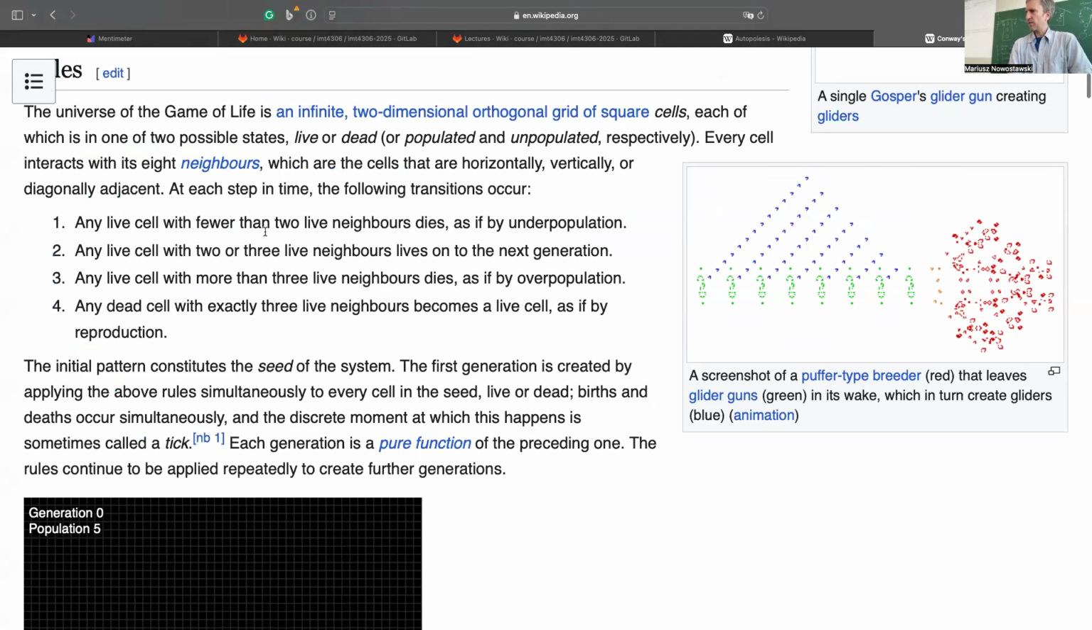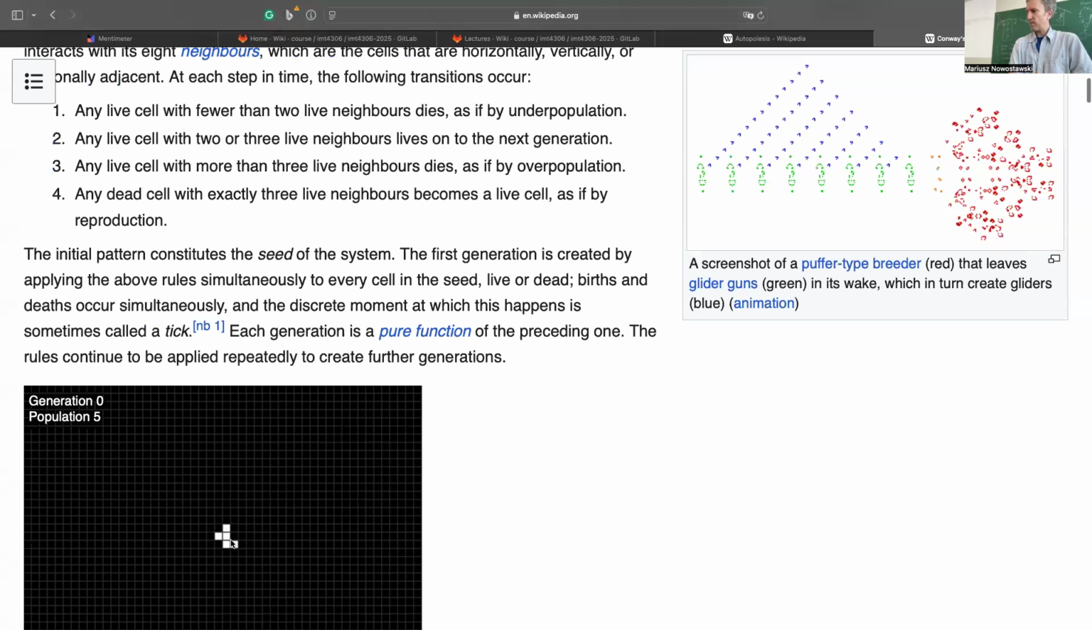Any live cell with fewer than 2 live neighbors dies. So the cell which has less than 2 neighbors will die, right? This cell, how many neighbors does it have? We look at horizontal and vertical, and we count. So this cell only has 1 neighbor. This cell only has 1 neighbor, but this cell has 2 neighbors, right? So it says any cell with fewer than 2 will die. So those 2, this one and this one, will become black, but this one will stay alive, right?